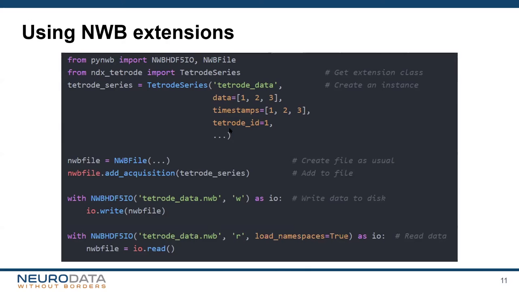Writing the file is exactly the same, but here's a key point. When writing, the extension schema is cached within the NWB file, so that anyone can read the file and use the same extension types without having to find the extension and load it from the Python Package Index or a catalog or a private server somewhere. Reading the file with extensions is almost the same as without, except you just have this additional argument here, load_namespaces equals true, which will make sure to load all the extension namespaces in the file.